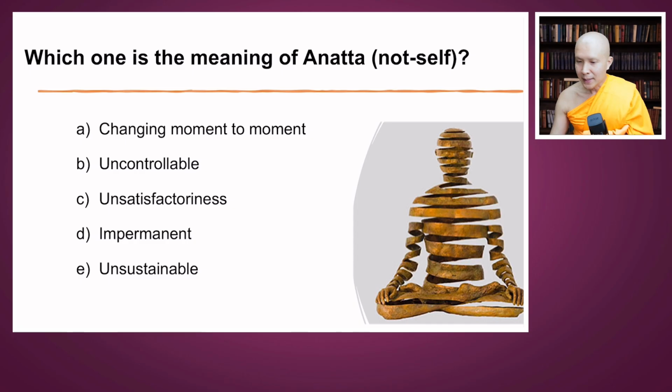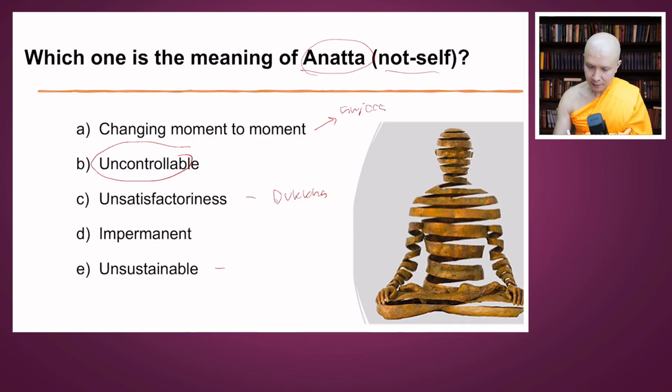Which one is the meaning of anatta, or not self? Okay, sounds good. It's obvious. This is what? This is anicca, right? This is dukkha. Sometimes there are different terms as well. Okay, this is anicca. So the answer is uncontrollable.